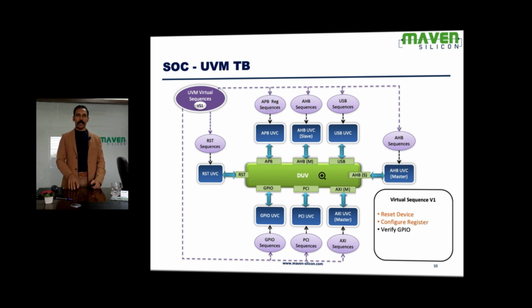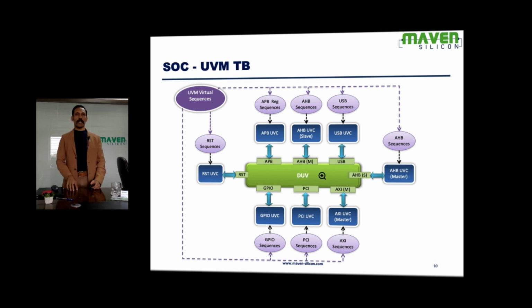Now look at this, I'm driving the register sequence. So I use APB to configure the registers in the DUT. Then finally, I'm going to drive the stimulus to GPIO, and then I will verify this interface. So if you look, the virtual sequence is going to drive the sequences one by one. Reset sequence first, then register configuration, APB sequences, then GPIO sequences. That's how we verify the GPIO interface in this case.